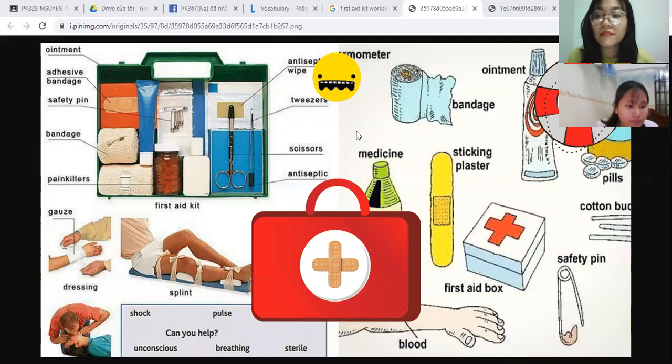I have a lot of things, right? How can you call the kit here? We call this one the first aid kit, right? Yes, this one is the first aid kit. All right. Okay, so this one, are you familiar with all this?